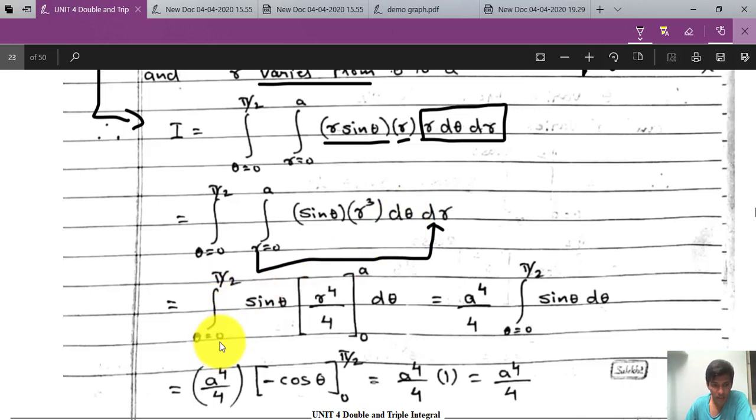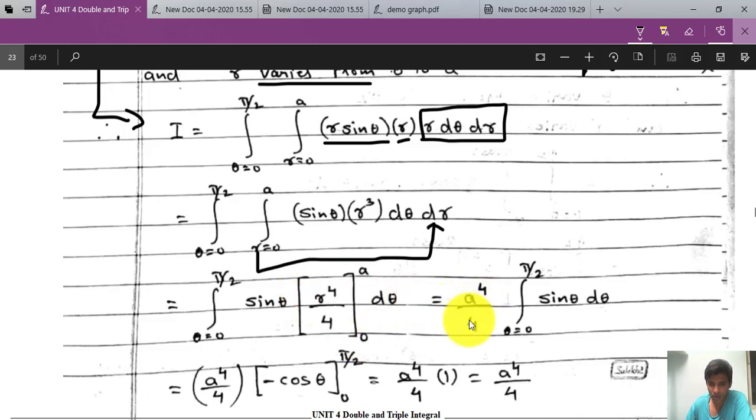Now the integration over 0 to pi by 2, sin theta is constant, so r power 4 divided by 4 over the limit 0 to a, d theta, which is equal to a power 4, right? So upper limit minus lower limit turns out to be 0, so I do not include it.